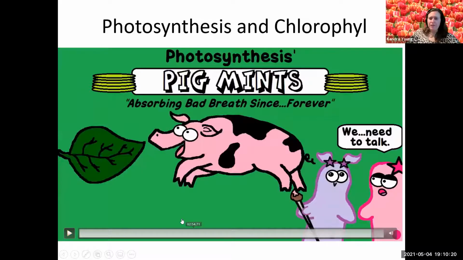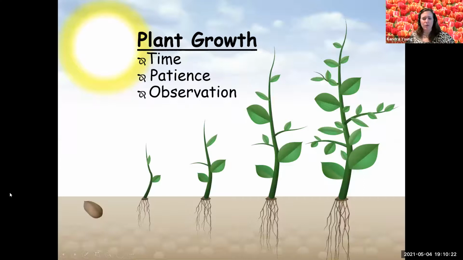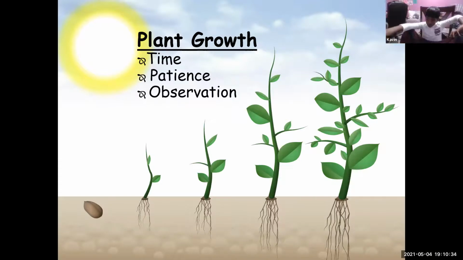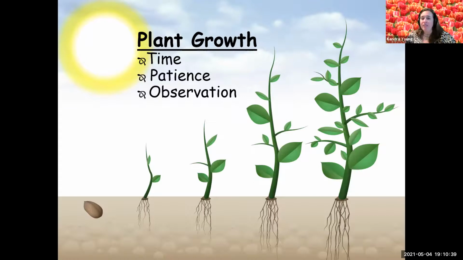Okay, so that's how the plant grows. Am I still muted? Okay, everybody can hear me still? Okay, so that's how the plant is able to make its glucose, which is its photosynthesis with the sugar. So when a plant grows, of course, we plant the seed and you have to give it time.